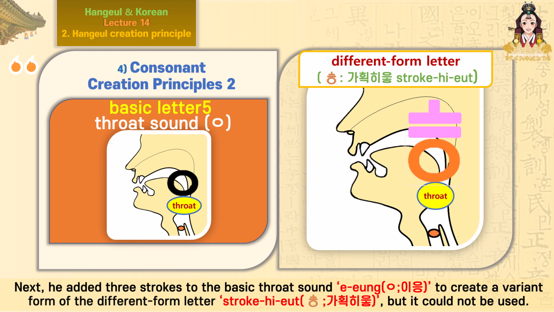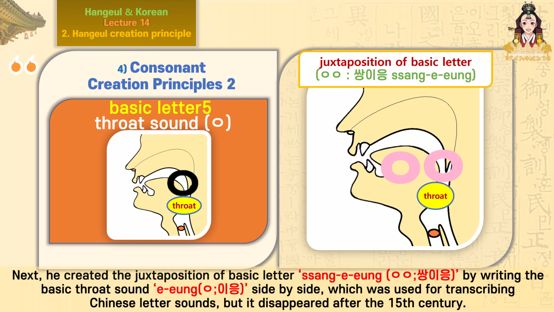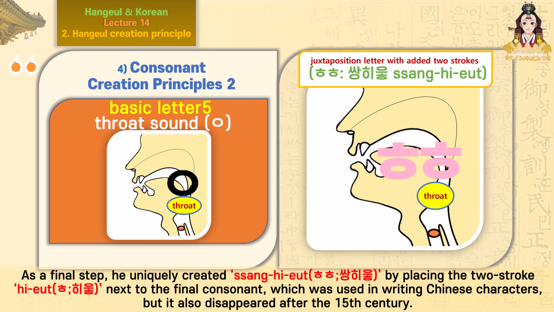Next, he added 3 strokes to the basic throat sound, iong, to create a variant form of the different form letter, stroke, hyut, but it could not be used. Next, he created the juxtaposition of basic letter, saryung, by writing the basic throat sound, iong, side by side, which was used for transcribing Chinese letter sounds, but it disappeared after the 15th century. As a final step, he uniquely created sang hyut by placing the two-stroke hyut next to the final consonant, which was used in writing Chinese characters, but it also disappeared after the 15th century.